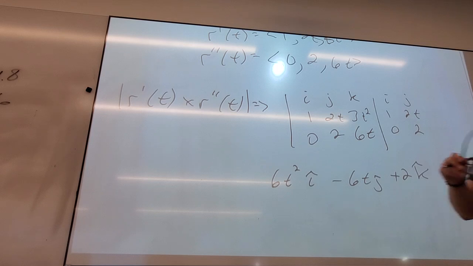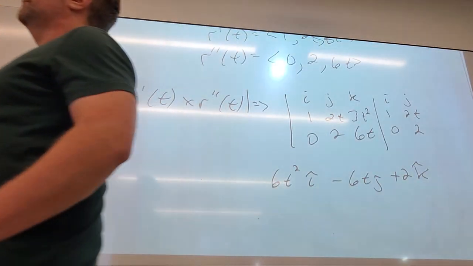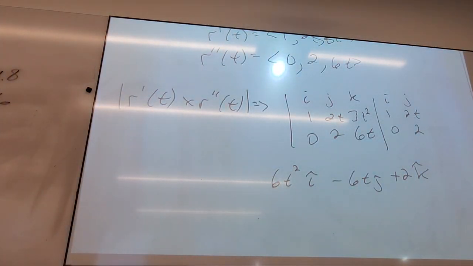Here's the thing. If you do the determinant the full way, you would put i in front of the determinant of 2t, 3t squared, 2, 6t. You then have to do minus j, determinant 1, 3t squared, 0, 6t. That's the full determinant. It's really easy to forget. The shortcut, when I do positive, positive, positive, minus, minus, minus, incorporates that in. That's why it's a shortcut.